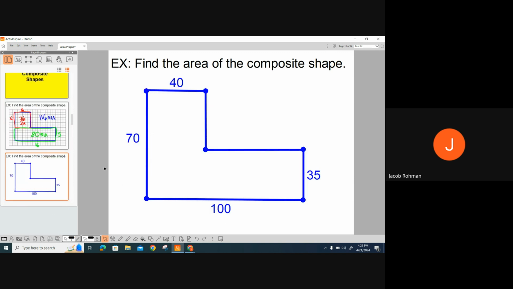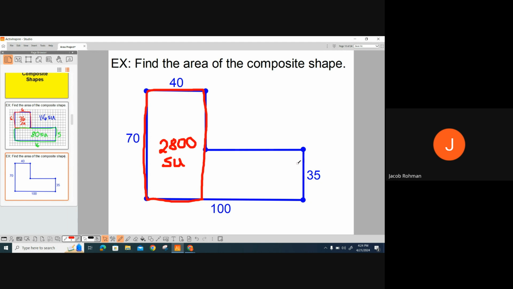Now, let's say I gave you an example where you've got the shape, but there's not a grid behind it. That makes it a little more difficult, but we can still use the same concept. Here, I'm going to cut this up into two separate shapes. In red, I'm going to use this as a rectangle, and that's going to be 40 times 70, which is 2,800 square units. I'm going to use SU for square units.